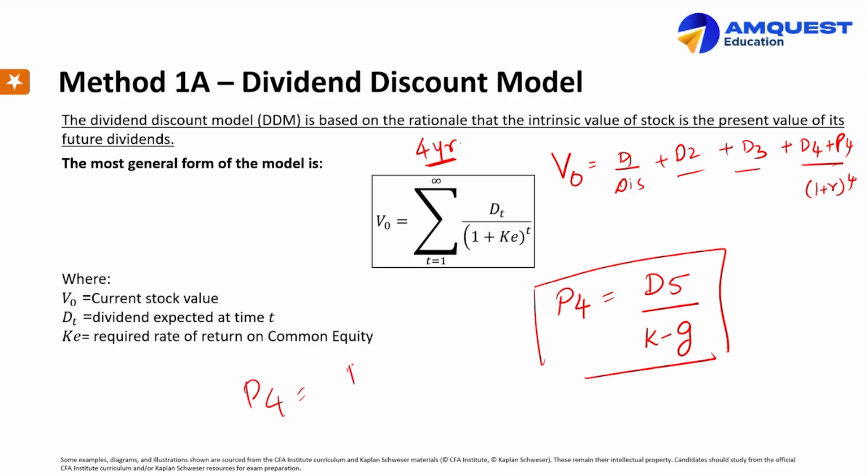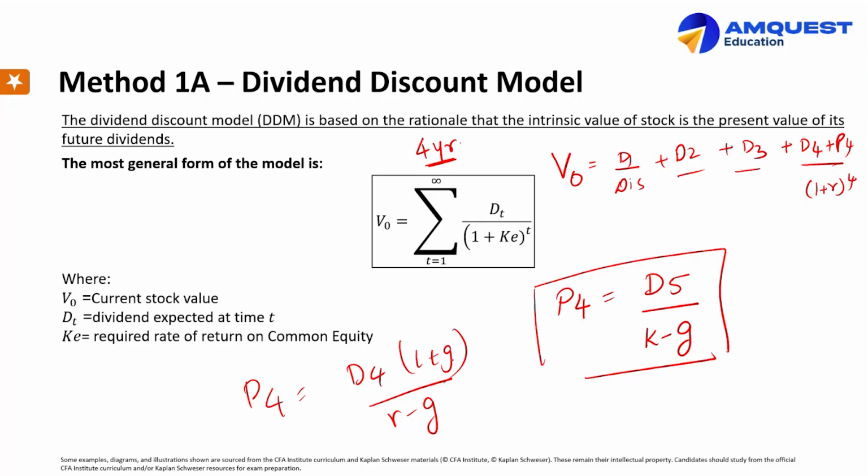P4 is equal to D4 multiplied by 1 plus G, divided by K minus G, or R minus G. K and R is the cost of equity. Is this part of the formula clear? I've told you how to calculate D1, D2, D3 and D4. P4 is equal to D5.